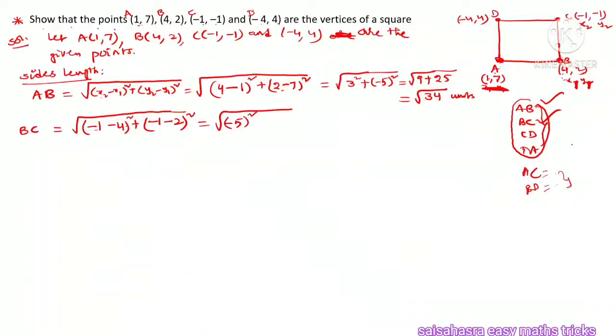Minus 1 minus 4. There are no opposite signs, so we can take all together minus 5. Minus 1 minus 2 means no opposite signs, so all the three minus symbols are there. So minus 3 whole square. Minus 5 whole square means minus 5 into minus 5, that is minus into minus plus, 5 into 5 is 25. Plus minus 3 whole square means minus into minus plus, 3 into 3 is 9. Root 25 plus 9, again it is root 34 units.